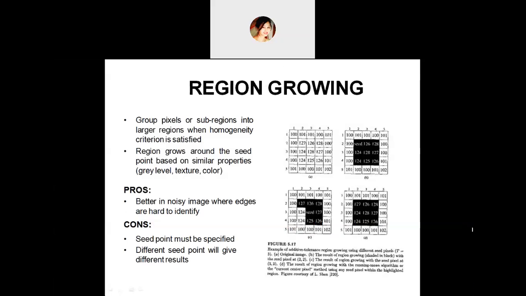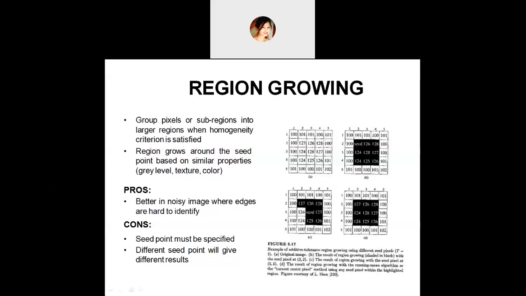Okay, and then this is region growing. We spoke about one more term, that is region growing. Region growing is also a very important part in image segmentation. In region growing, what we do is we group the pixels or sub regions into some larger regions where homogeneity criterion is satisfied.